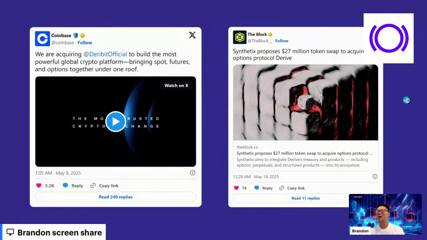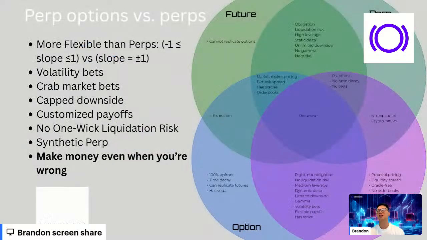Well, let's see. First of all, Deribit acquisition by Coinbase, huge. I think the biggest acquisition in the industry. Another proposal by Synthetix to acquire the DeFi options protocol Derive eventually failed, but it did make big news. So lots and lots of options hotness going on. Why options? Well, here's a huge chart that I won't go over, all the nuances between perpetual futures and options.